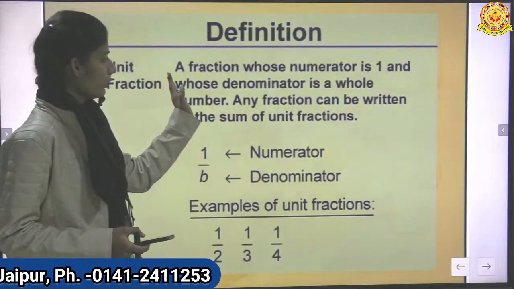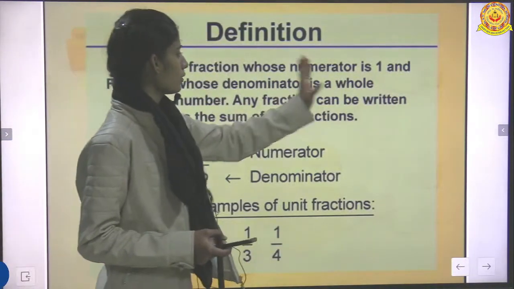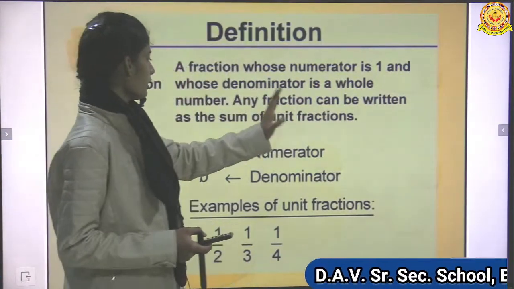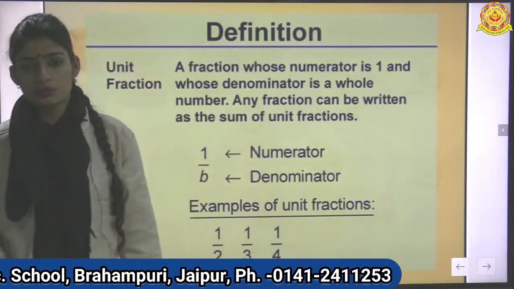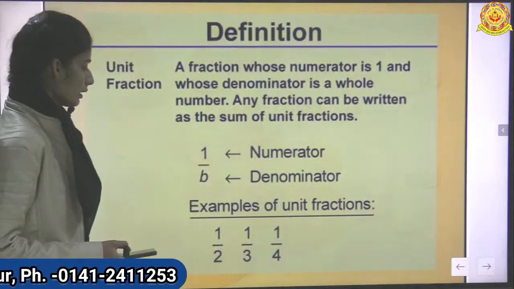In words, a fraction whose numerator is 1 and whose denominator is a whole number. Any fraction can be written as a sum of unit fractions. In this, 1 upon b is written. Okay.